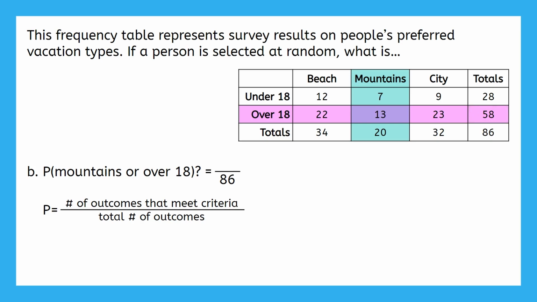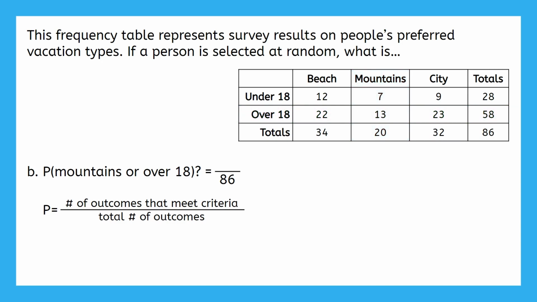Hey, this is actually really convenient. We can use the frequency table as a tool to help see how these groups overlap in this box right here. 13 people both like the mountains and are over 18. So these people are being counted twice right now. We need to subtract 13 to get rid of the overlap.